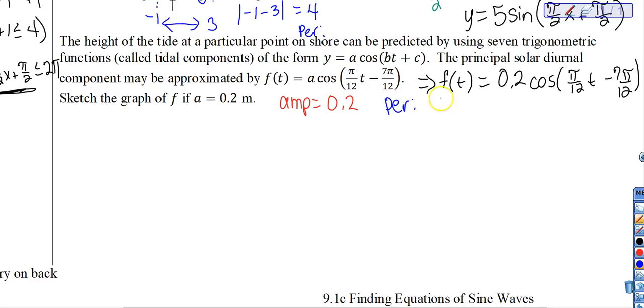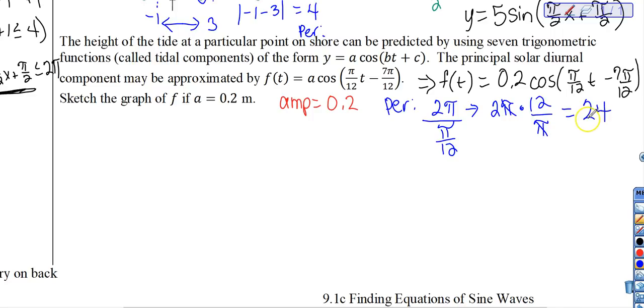So to find the period, we take 2 pi and divide it by the absolute value of our B term, which is positive. So pi over 12. We'll simplify that. I could write that as 2 pi times 12 over pi. Do you agree? Cross simplify our pi's, and we get a period of 24.